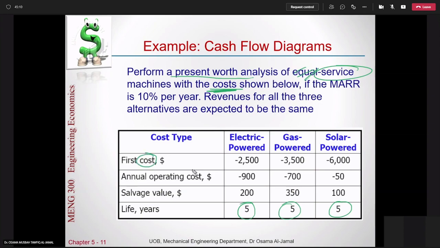Now, what is given to us? First cost, operating cost, salvage. If you are going to plot a cash flow diagram, when we see that first cost, which year will it be? At time 0. That we are going to pay now. You need to pay this now.